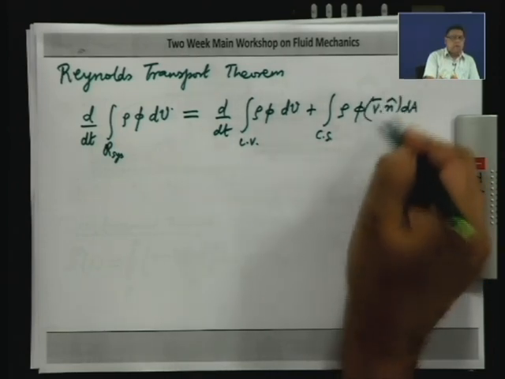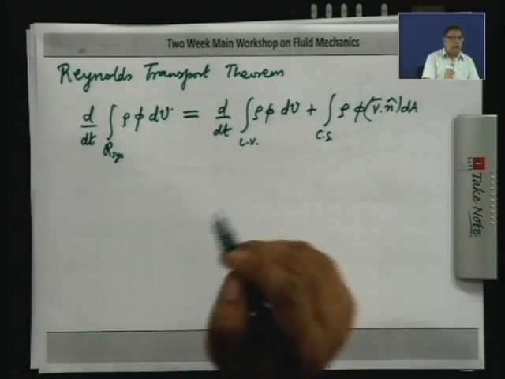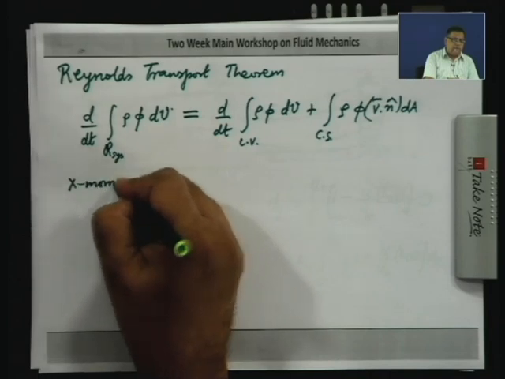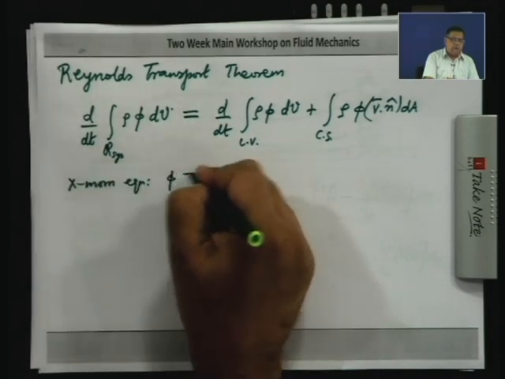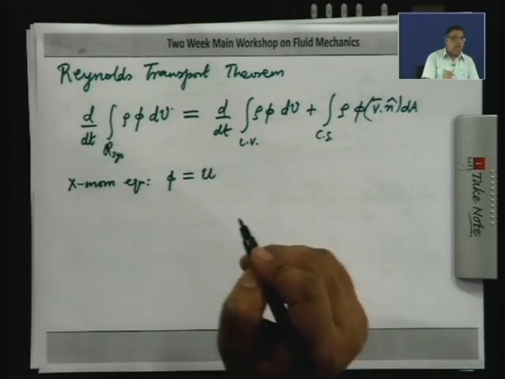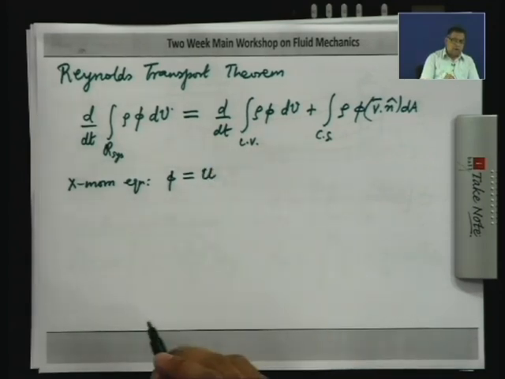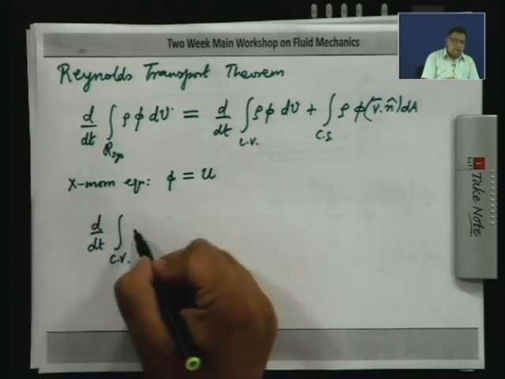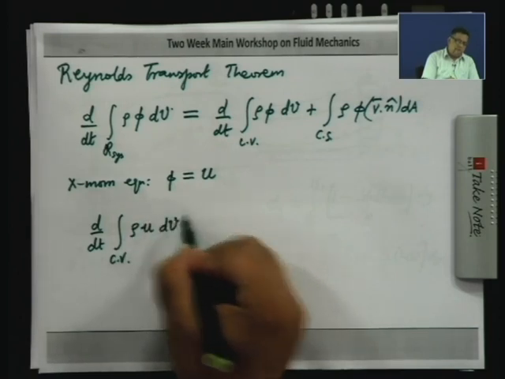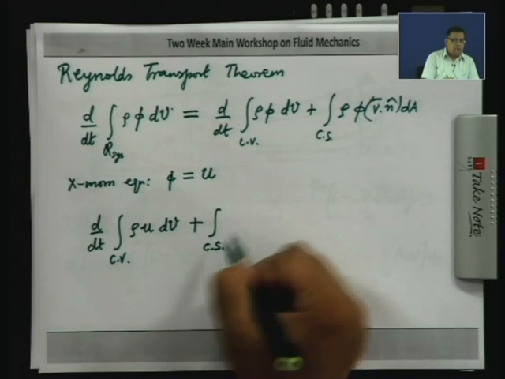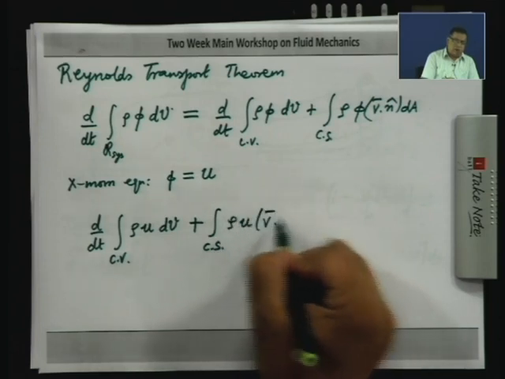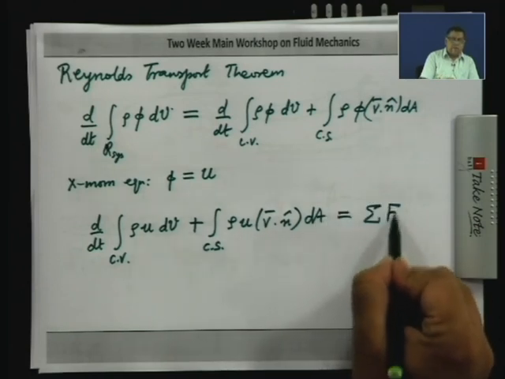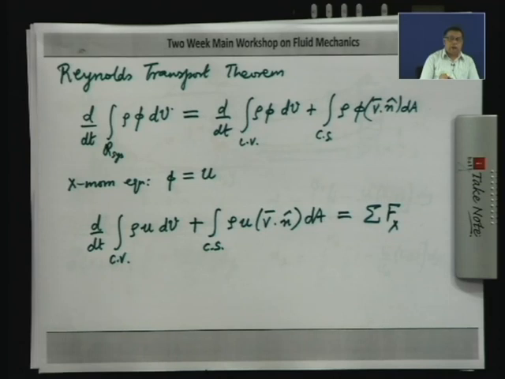So, when we applied the global conservation of mass, we had taken phi to be 1. Now, if you want to look at the x momentum equation, we will take phi to be the x velocity, which we are calling u. So, you are going to have d dt of integral over the control volume rho u dV plus integral over the control surface rho u v dot n dA is the sum of the forces acting on the fluid which occupies this control volume at time t.